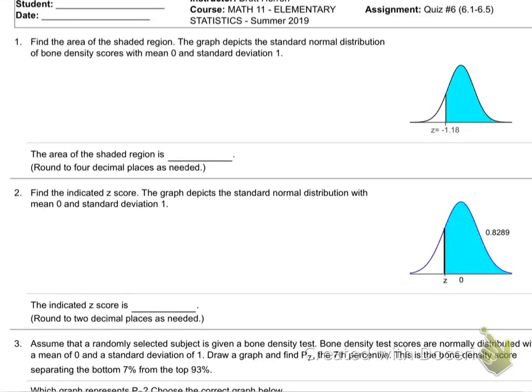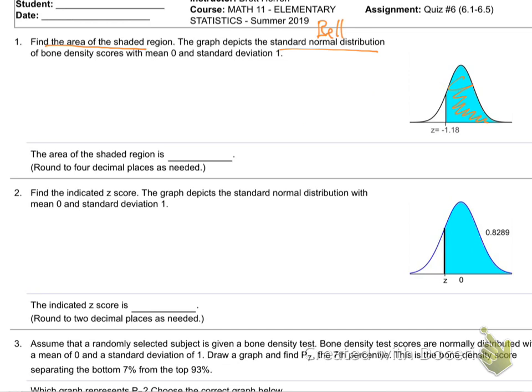Okay, so here we are in quiz number 6. It says find the area of the shaded region. I want to find this area. Okay, so this is a standard normal distribution. A bell curve is a normal curve or normal distribution. Same thing. Bell curve, normal distribution, same thing.